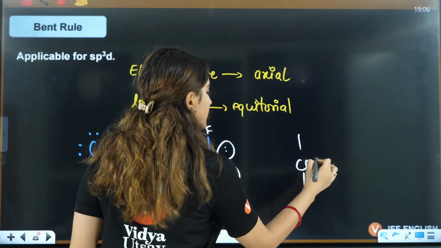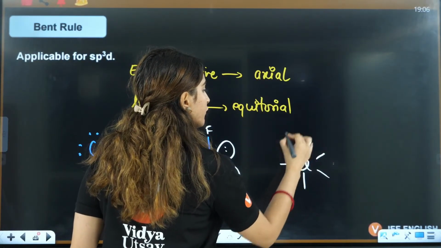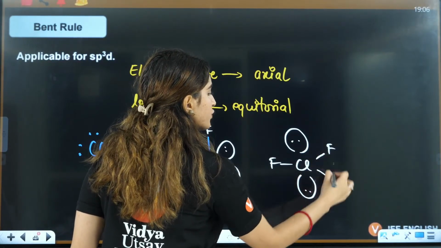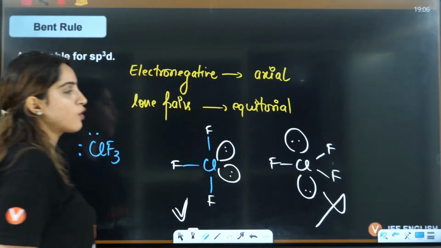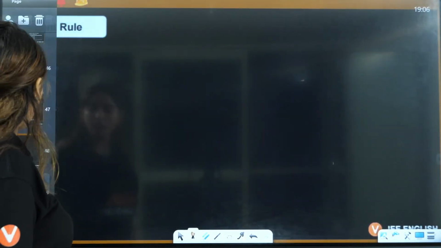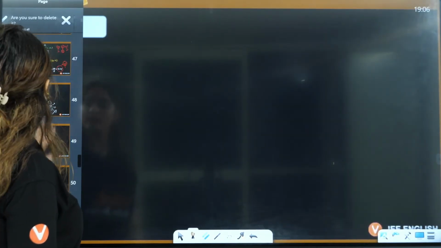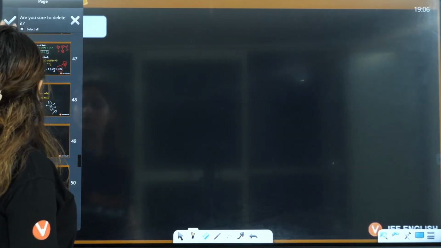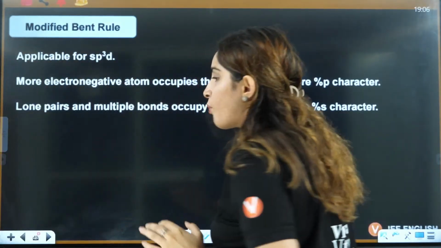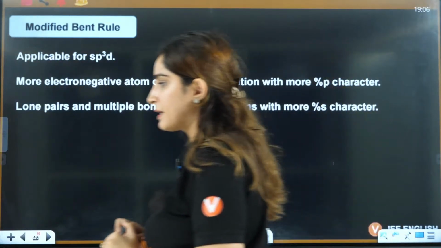If you see this thing here, this is incorrect. This is the lone pair, this is the second lone pair, this is fluorine, this is fluorine, this is fluorine, that is wrong. That is the incorrect one, right? Okay, now let's discuss the modified version of Bent's rule. What is the modified version of Bent's rule?